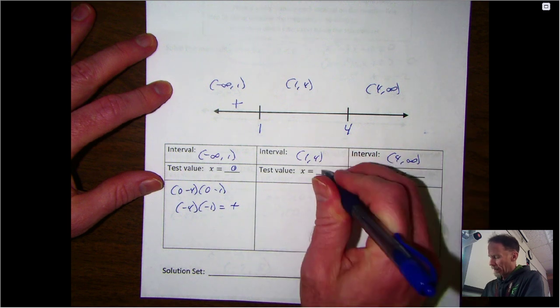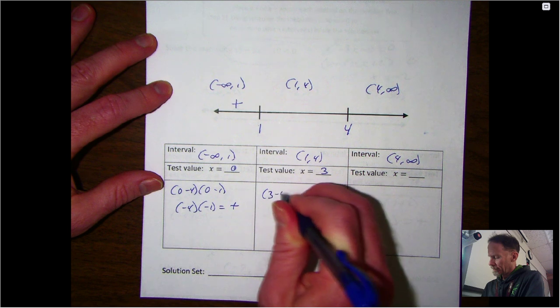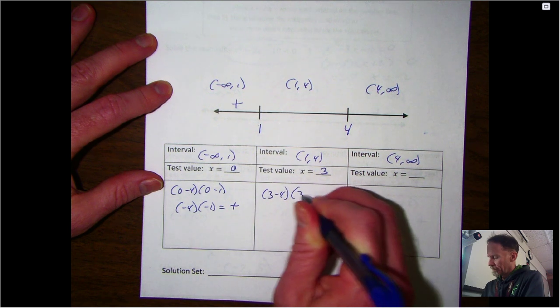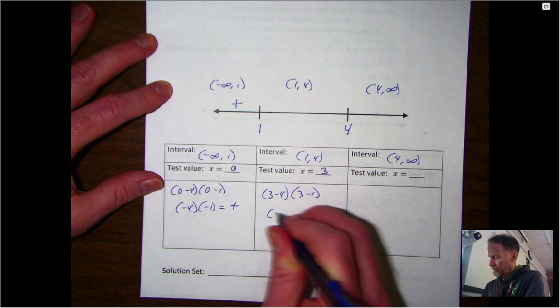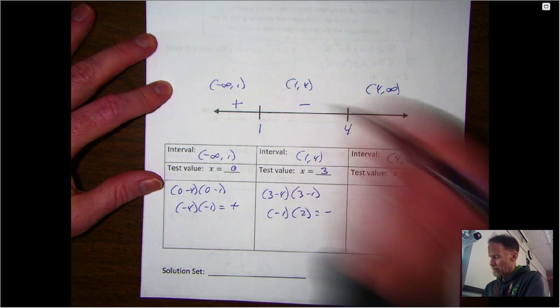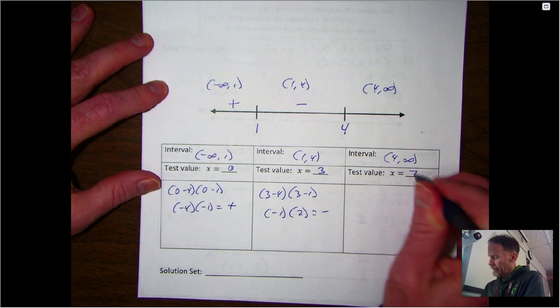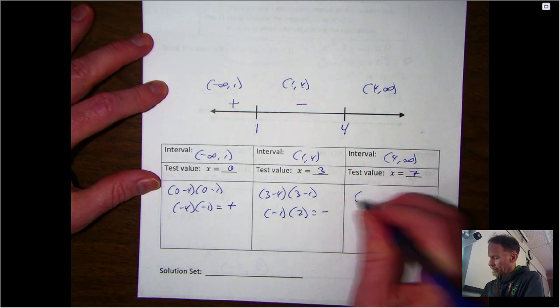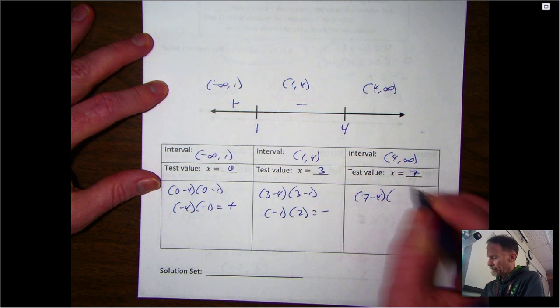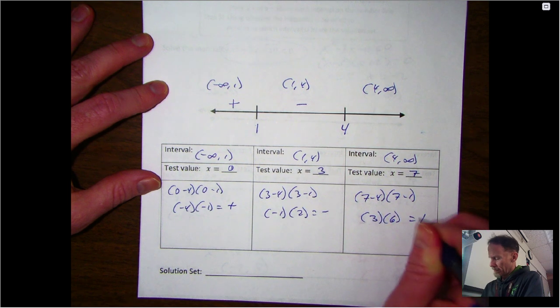Anything between 1 and 4, I'll pick 3. That's a negative, also probably not surprising. Anything bigger than 4, I'm going to pick 7. And that's a positive.